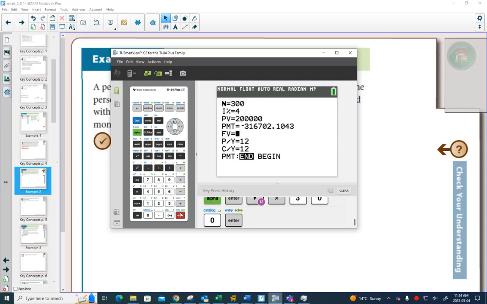And what I'm going to show you right now is some techniques that you can use to save yourself a lot of money. Okay? So first of all, this $200,000 house is going to cost you $316,000 in the end. You're paying an extra $116,000 to the bank. And that is a lot of money.